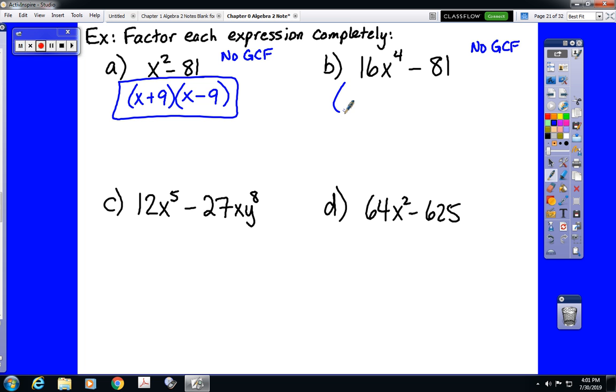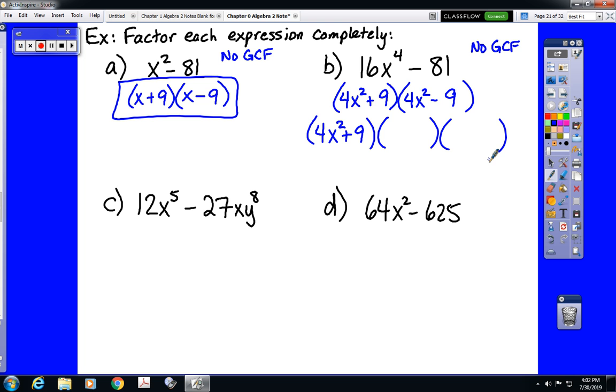On letter B, there's also no GCF. So we jump straight in and we say to ourselves, okay, the square root of 16x to the 4th would be 4x squared because we divide the exponent in half, plus or minus the square root of 81, which is 9. Well, we're not done yet, because the second set of parentheses is still a difference of two perfect squares, so it will factor again. The square root of 4x squared is 2x. The square root of 9 is 3.